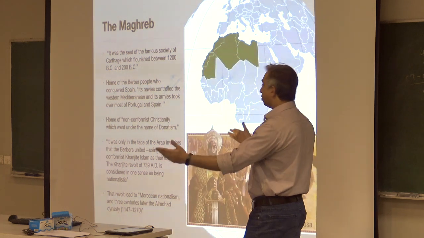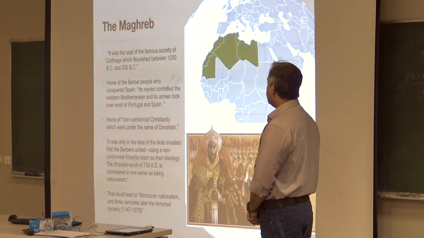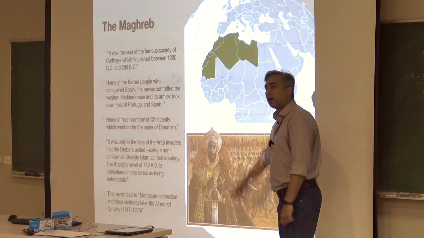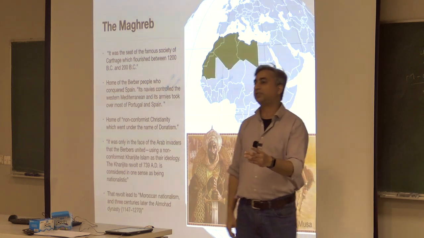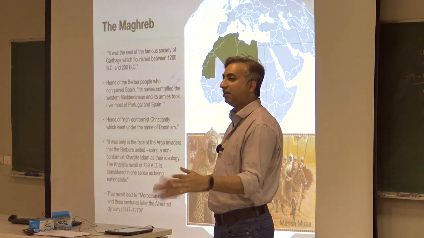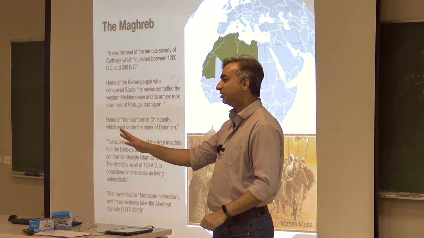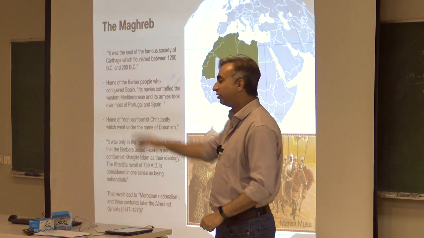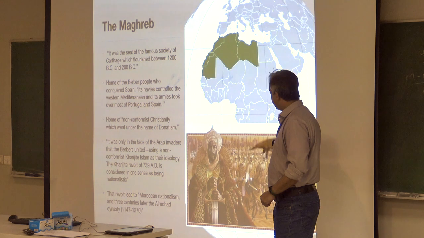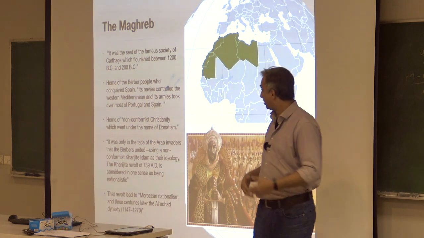And it was also the home of non-conformist Christianity, and you might be surprised to discover that it was also the home of Kharijite Islam. Kharij is, of course, the third major sect of Islam that departed soon after the death of the Holy Prophet, peace be upon him. One was the Ahl-e Tashi, the other was the Sunni, you know, Ahl-e Sunnat wal Jamaat, whatever. And the third, of course, were the Kharijis. And that idea became very popular, and that led to a revolt.